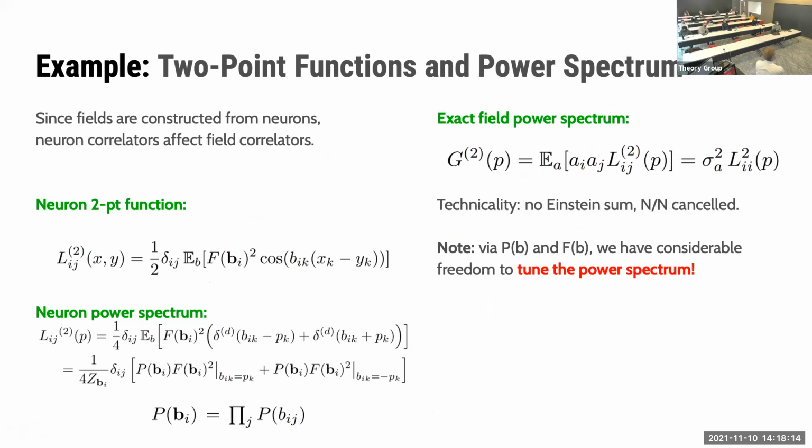So let's compute the 2-point functions and the power spectrums. Since the fields are constructed from neurons, the neuron correlators affect the field correlators. This is my neuron correlator here, which was computed before. The neuron power spectrum is of this form, and the exact field power spectrum is of this form, where Li2 is this function here. The choices of the P of b's and the F of b's give you freedom to tune the power spectrum in some degree of generality, so that you can get 2-point functions of different types, and they're all going to be translation invariant. Good. So that is one of the stories here.